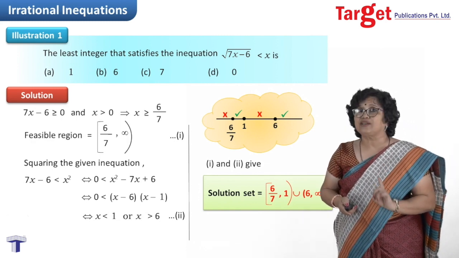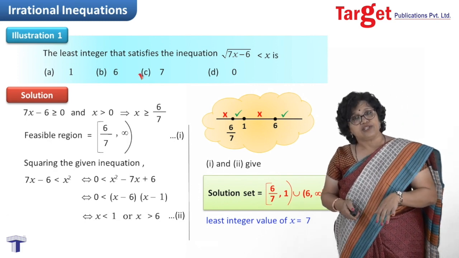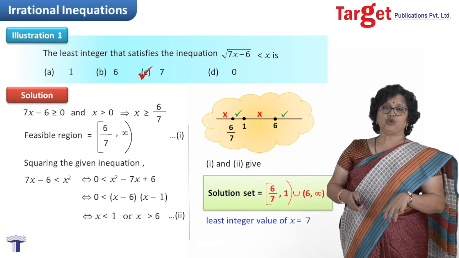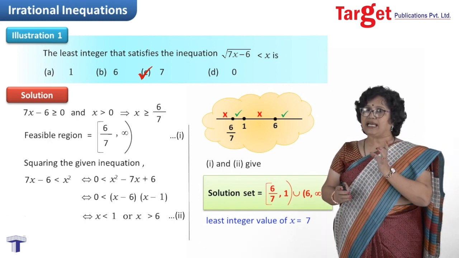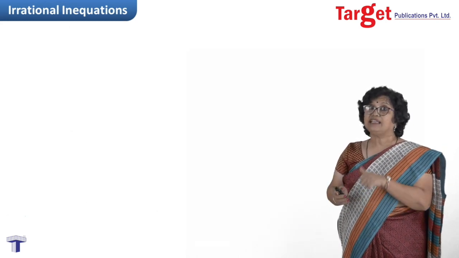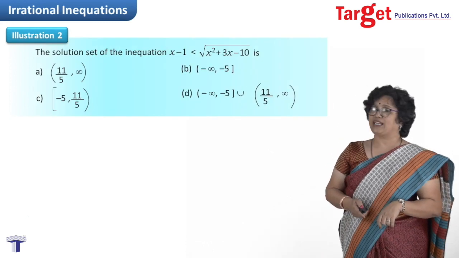But the question is not regarding the solution set. The question is regarding the least integer x. So obviously the least integer x is nothing but 7. So the correct answer is C. I hope you could gather that to solve an irrational inequation, we have taken help of nothing but the rational one only. And then I proceed to the next one.